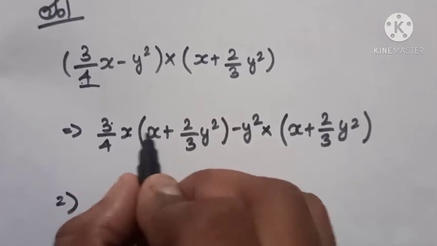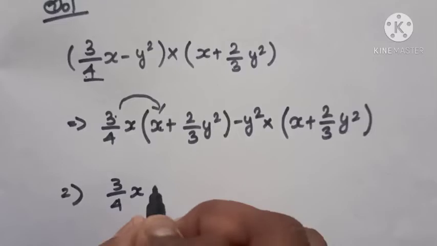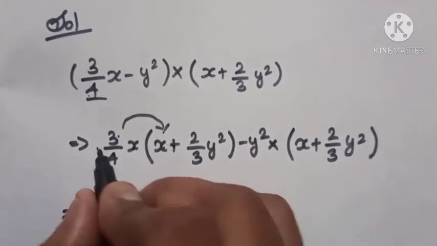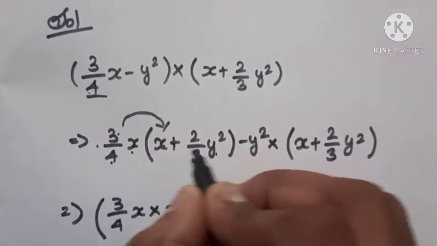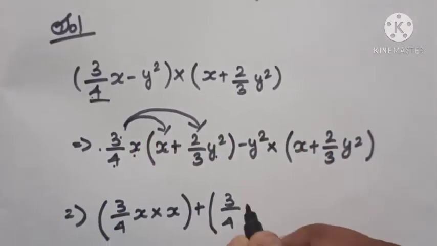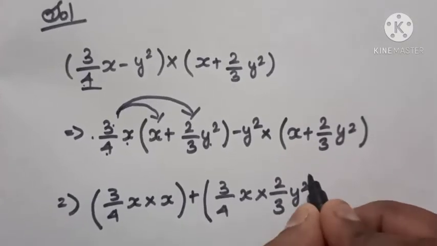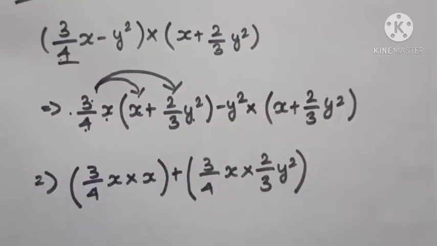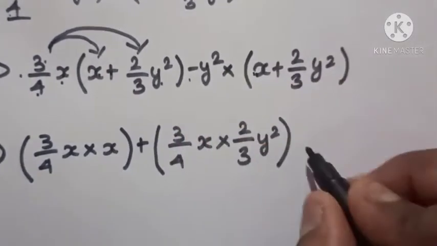First 3 by 4 x into x, and next we compare the signs: plus into plus, plus. And we need to multiply this 3 by 4 x with 2 by 3 y square. So 3 by 4 x is multiplied with 2 by 3 y square. So first we complete the first set. Next we move on to y square. Now minus is there, plus is there, plus into minus, minus.